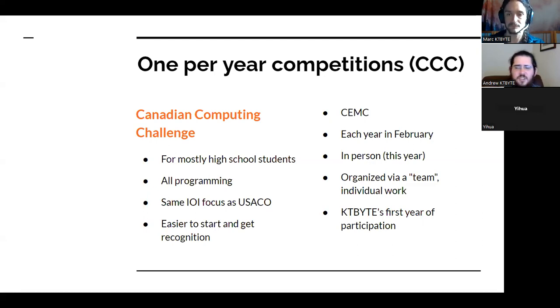Now, just like ACSL, this is organized through a team, but the work you actually do during the actual competition event is individual. So this was our first year participating. We actually were quite pleased seeing a lot of students do fairly well, get recognition for that, and we plan to continue participating in it.